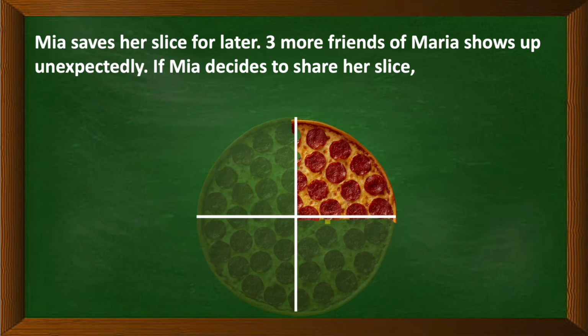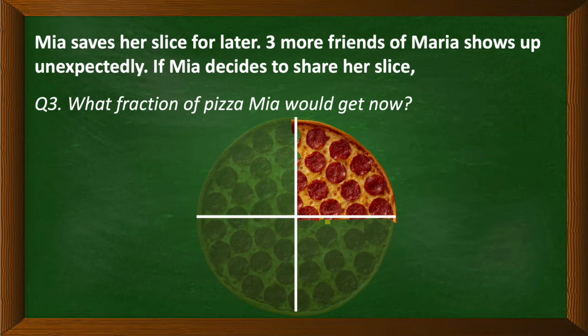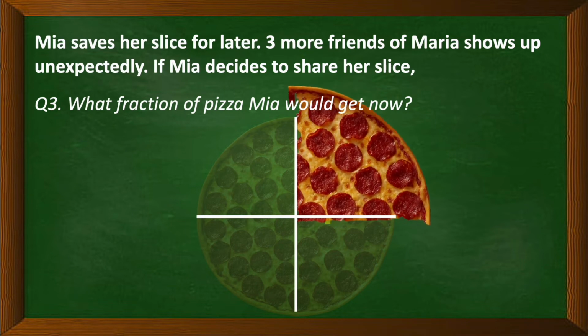Let's further extend the scenario. Let's say everyone else had their slice of pizza except for Mia. Mia saves her slice for later. 3 more friends of Mia show up unexpectedly. So if Mia decides to share her slice, what fraction of pizza would Mia get now?